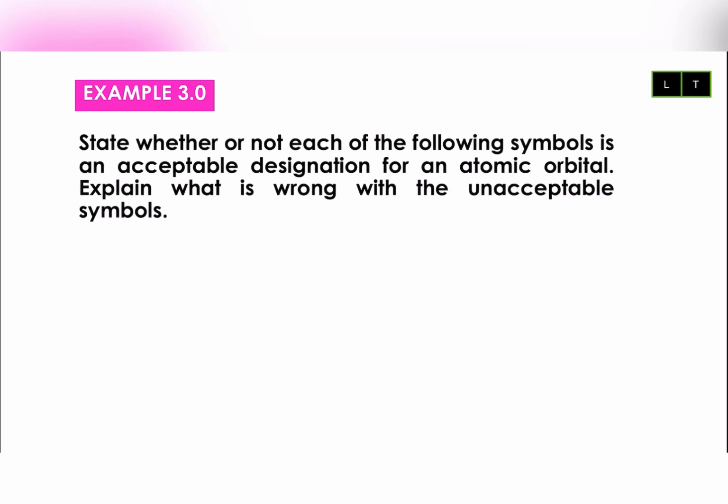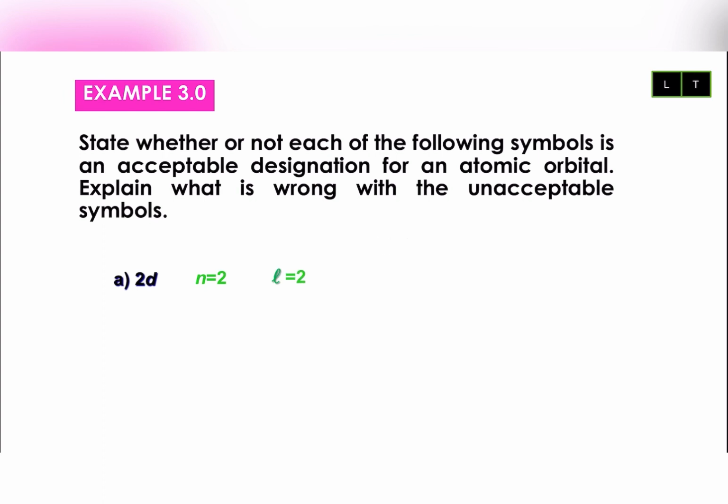Let's try one example where you have to state whether each of the following symbols is an acceptable designation for an atomic orbital or not. If it's wrong, you have to explain the reason. So we have here 2d. The number 2 at the front indicates n equals 2, the principal quantum number. And then you have the d orbital. For the d orbital, you have a specific value of l equals 2.